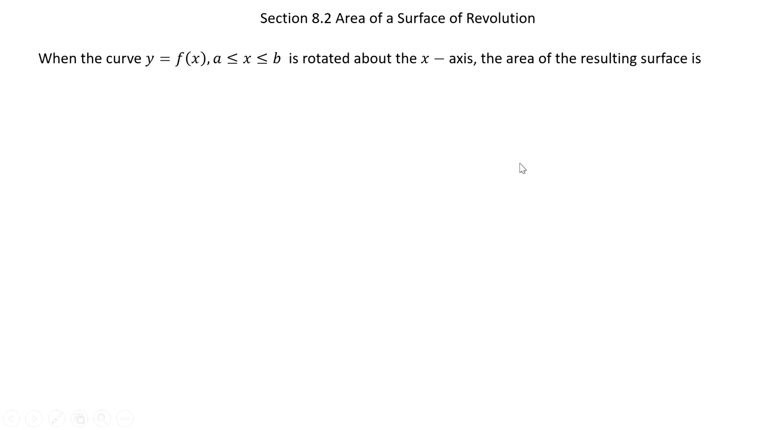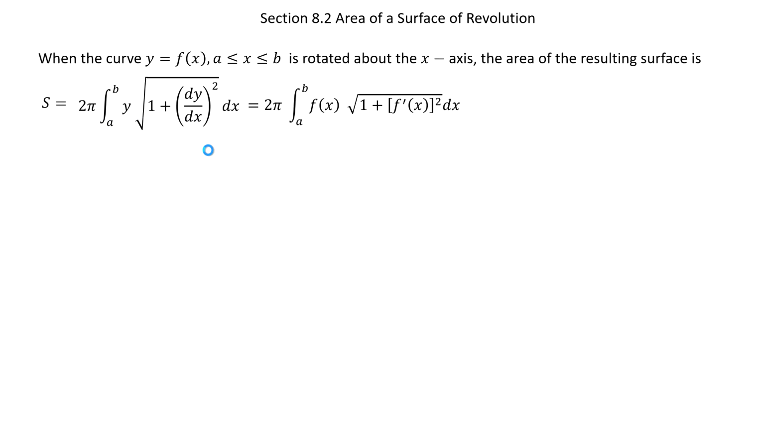So, the area of the resulting surface is simply given by 2 pi times y times the square root of 1 plus dy dx squared. So the arc length was just the square root of 1 plus dy dx squared, dx, right? Here you just need to multiply that by y, and of course also by 2 pi, and integrate. And instead of dy dx, we can write f prime of x.